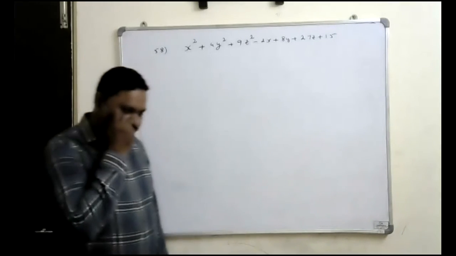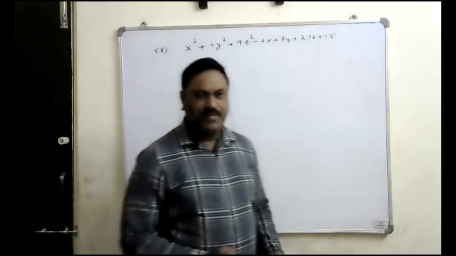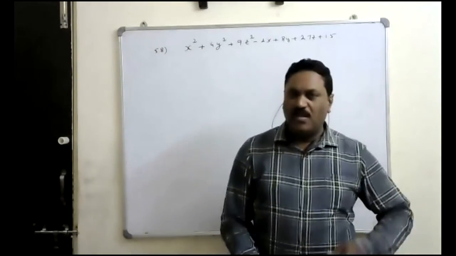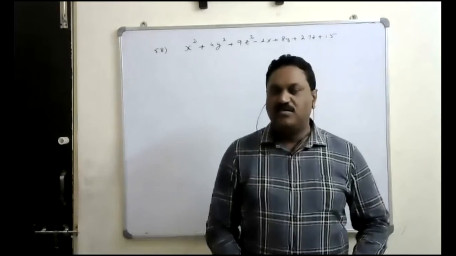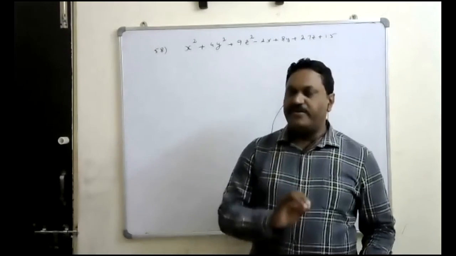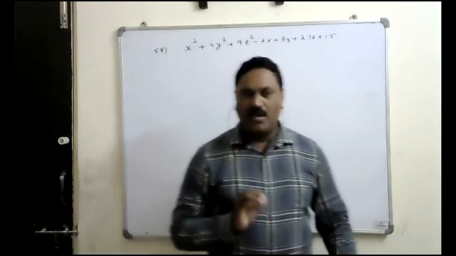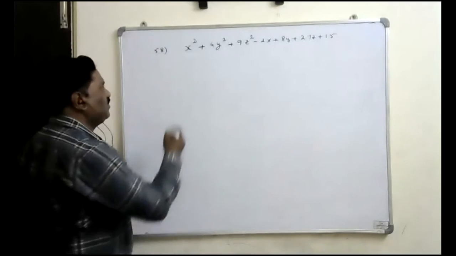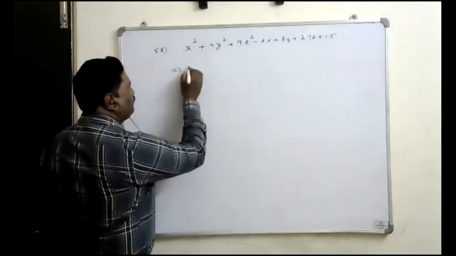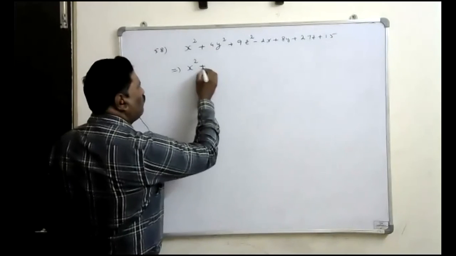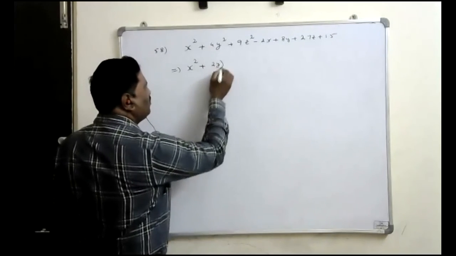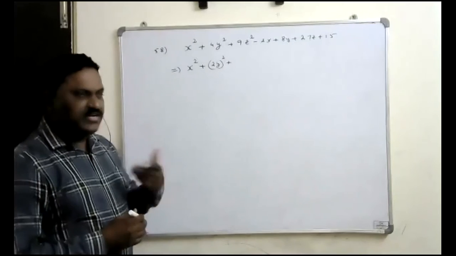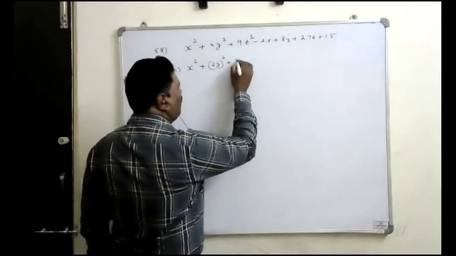Observe this. Whenever they have given an expression and you want to find its least value or maximum value, always our thinking is how to convert that into the perfect square format. Always we will try to convert that into the perfect square. For that, the first term is x square. Second, 4y square means the 2y whole square, plus 9z square means the 3z whole square.